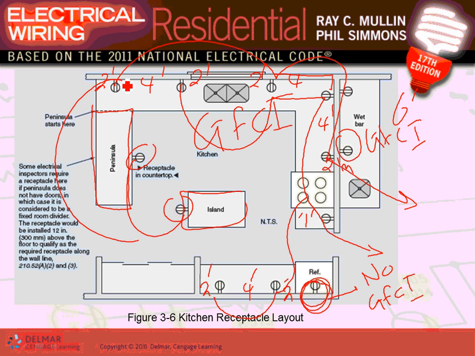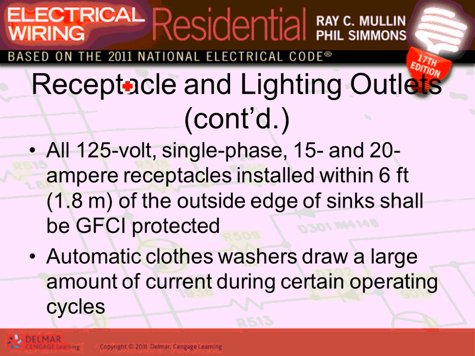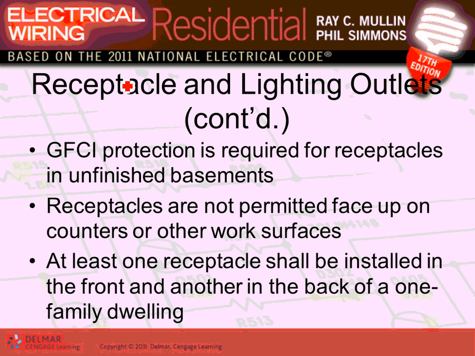Yes. Two feet by one foot peninsula or more, receptacle. Okay, so that's your receptacles. So receptacle and outlet, 50 and 20 amp GFCI. If you have a closet washer, the washing machine, we have a circuit for it. GFCI receptacle. Where do you need a GFCI?